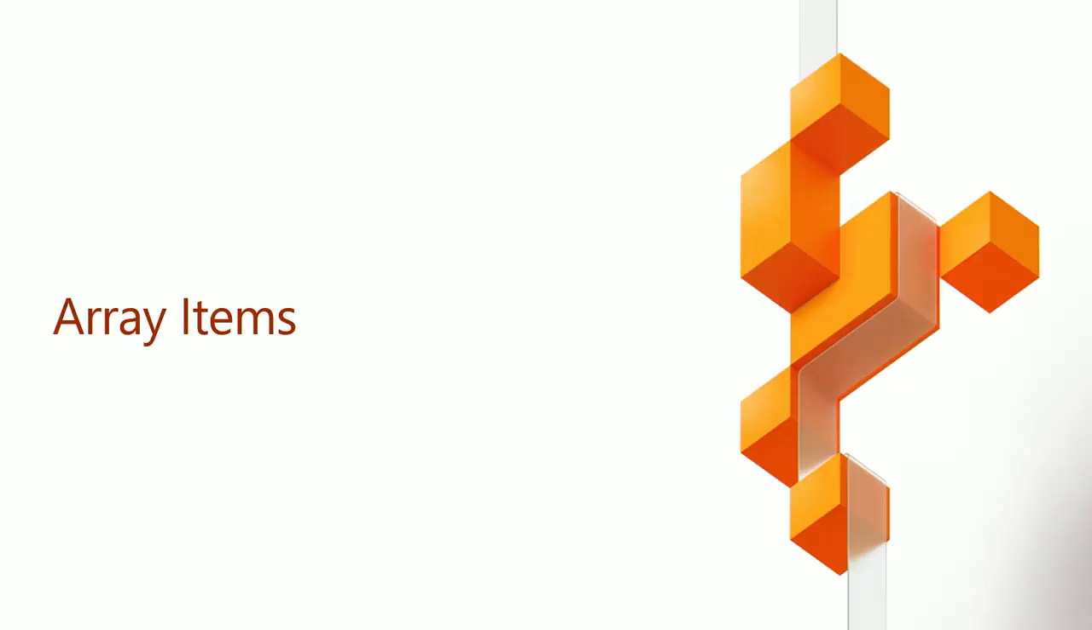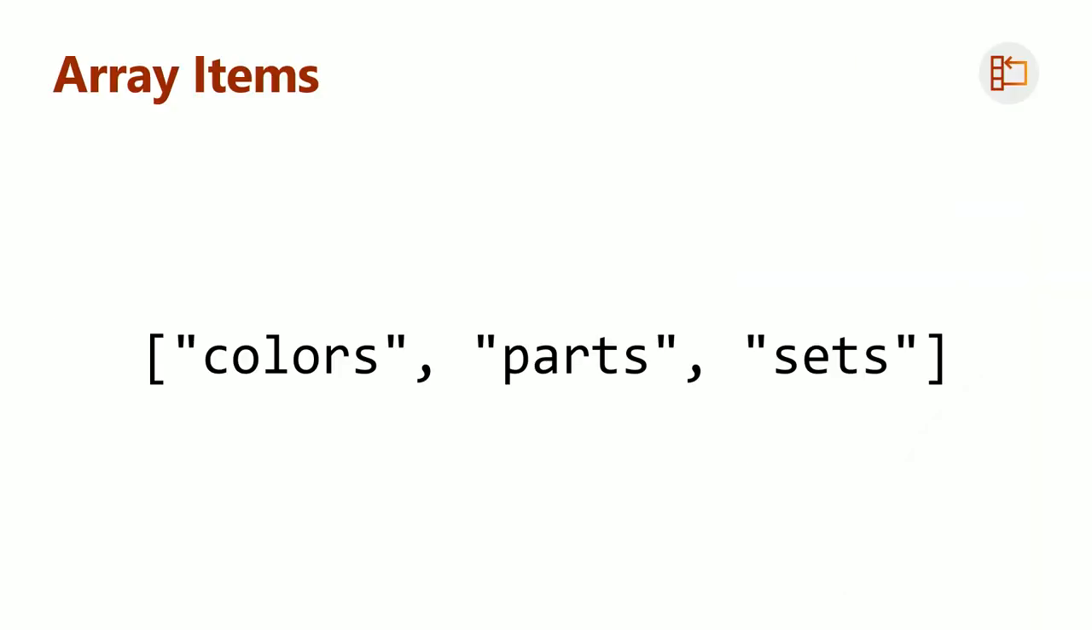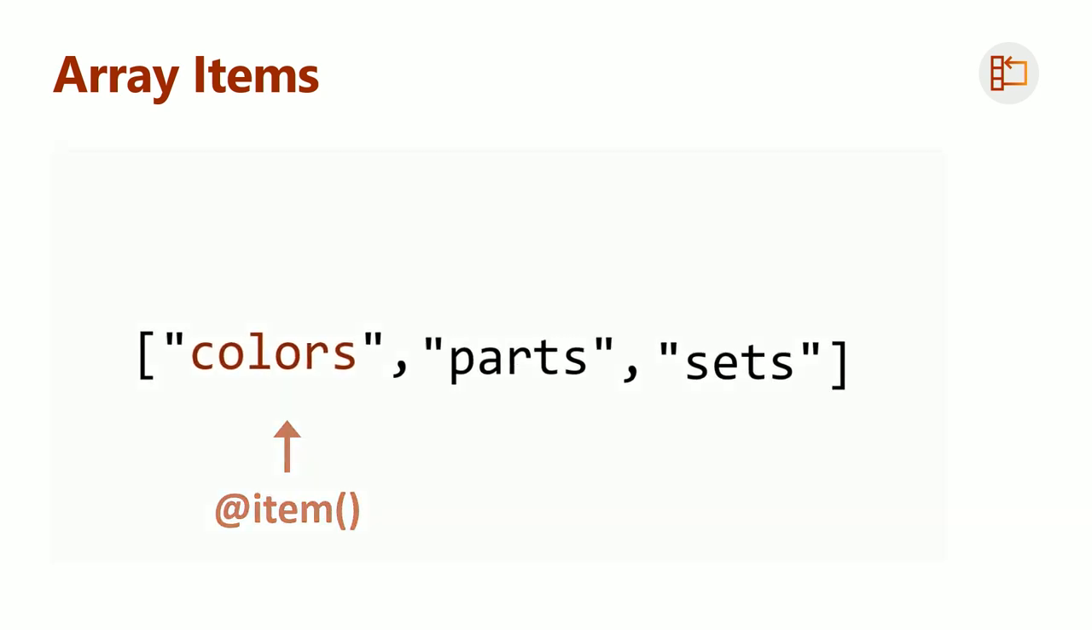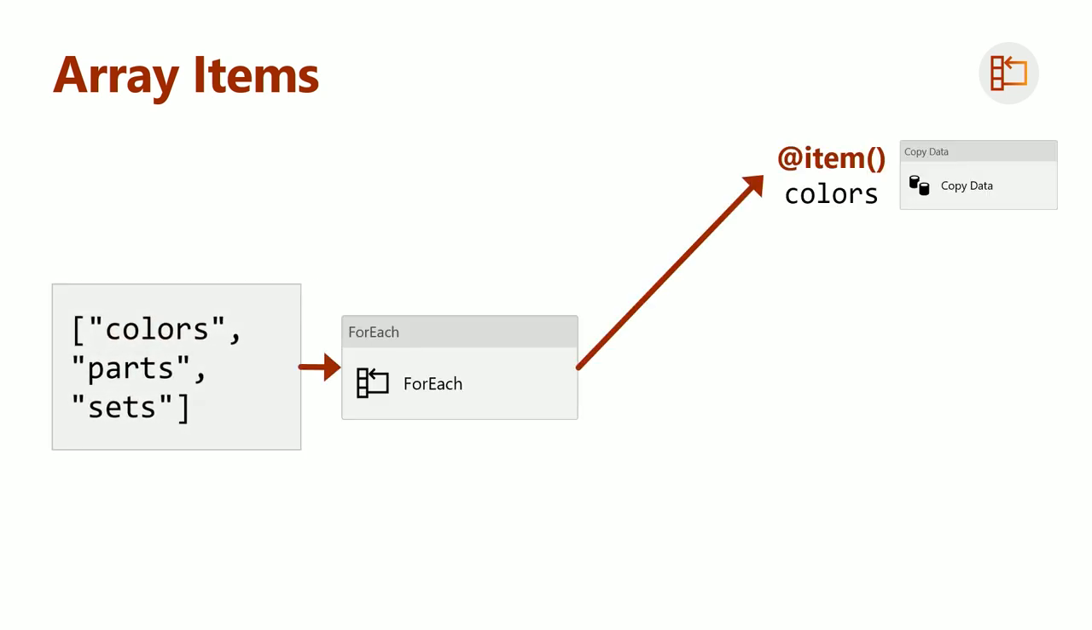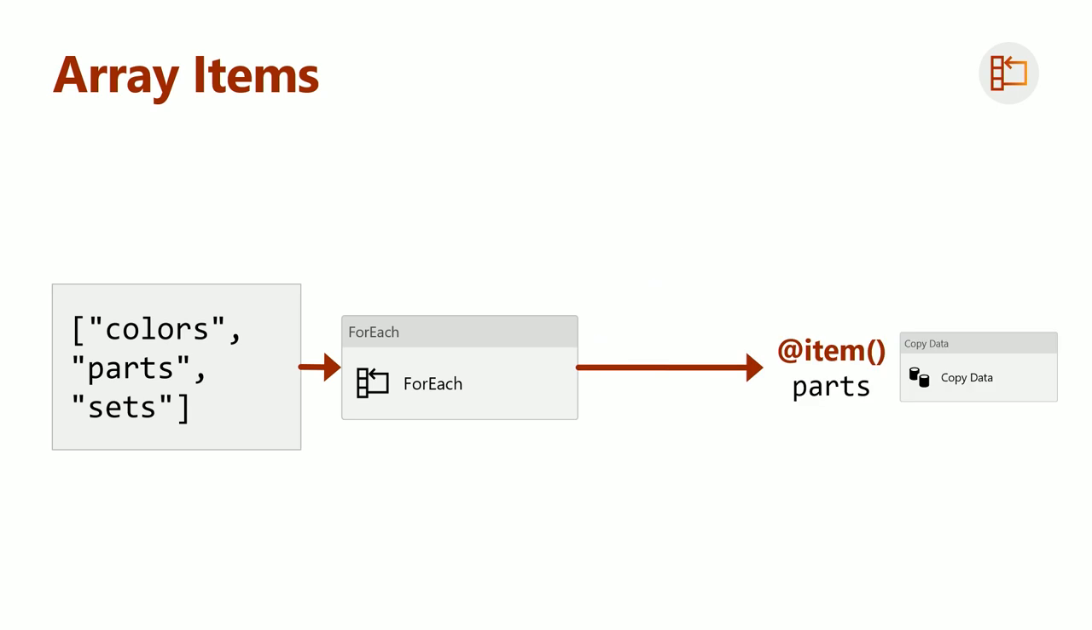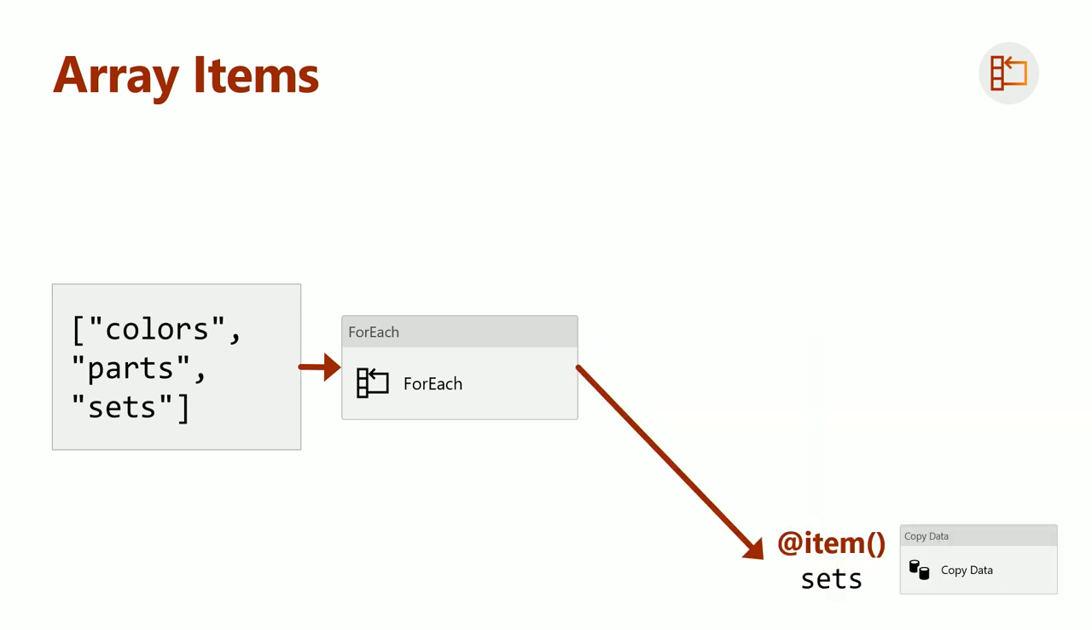An example for that for arrays: you can have something very simple where you're passing in 3 different string values, and you want to pass that value into a copy data activity, for example. So for the first iteration, item is going to equal colors. If you pass all of that into the ForEach loop, for each iteration, item is going to be colors, or parts, or sets. So very simple, if you have string values, item just equals whatever you have for that iteration.